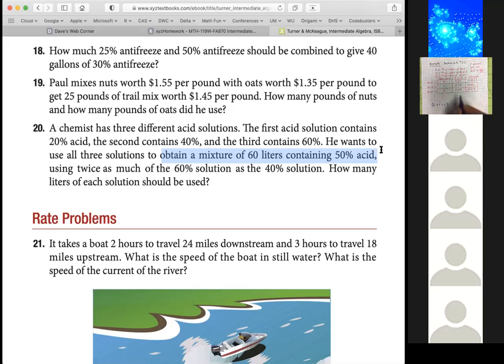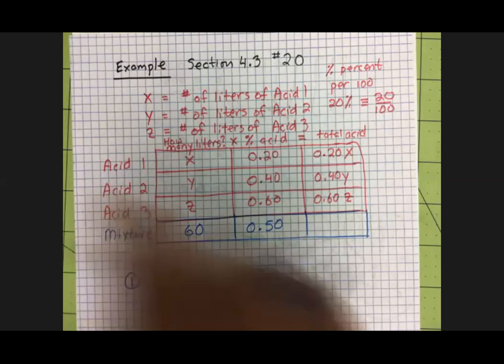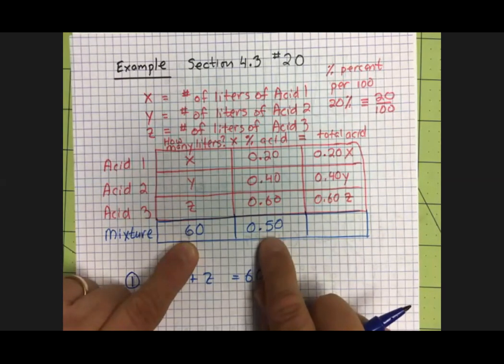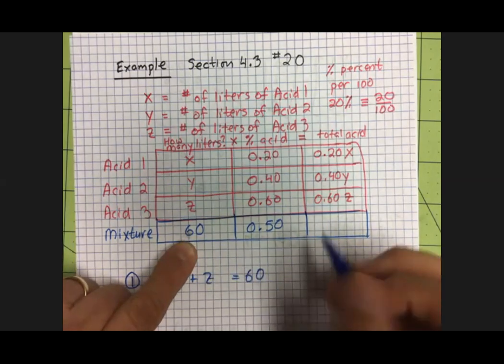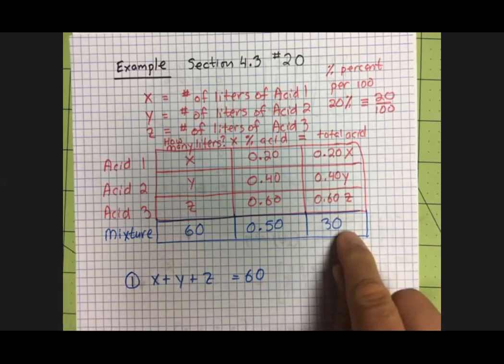But I think I've just discovered that I need another row in my table. I need to think about the mixture. What should I think about the mixture? I want 60 liters. And that stuff should be how strong? 50% acid. Let me go back to the table. Paper, sorry. 60 liters total, 50% acid total. Now this time I don't need a variable, 60 times 0.5, 1/2. That means I want 30 liters of acid.